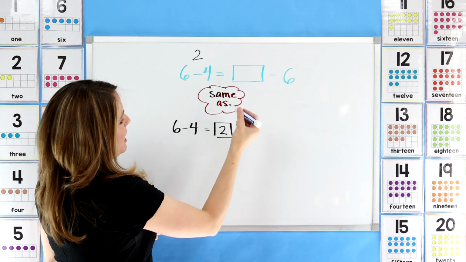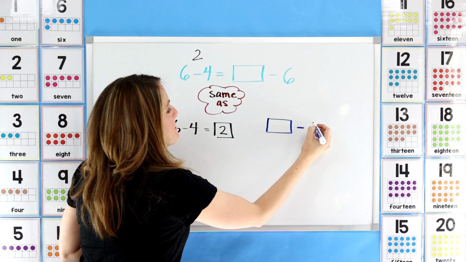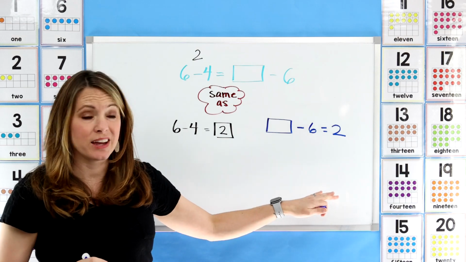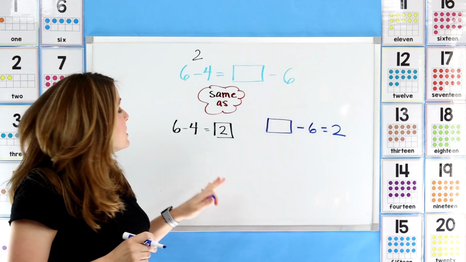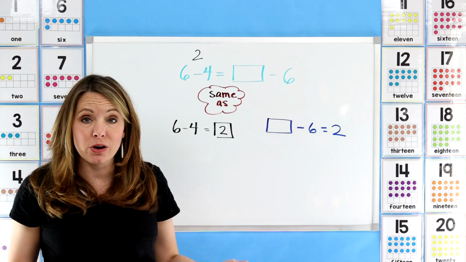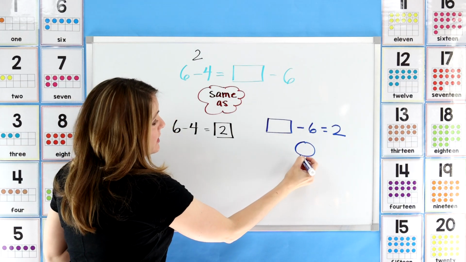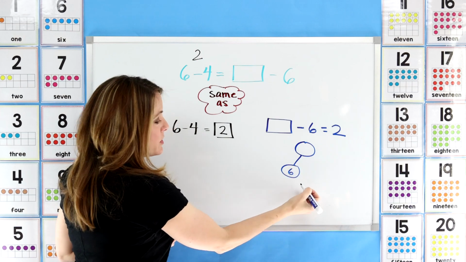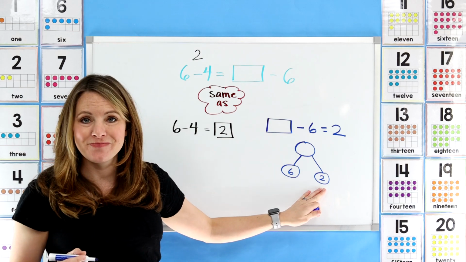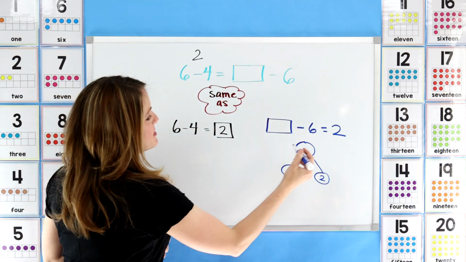So let's rewrite this. I'm going to rewrite this as something that I don't know, minus 6 equals 2. Now this is tricky because I don't know what the starting number is, whereas in this one, I could just take away. So let's use what we know about part, whole to see if we could figure this out. So I know that this is the whole, and I don't know what that is, but I do know that when I take away a part, I'm going to have another part that is 2. So what could the whole be? When 6 and 2 are put together, they're going to make 8.